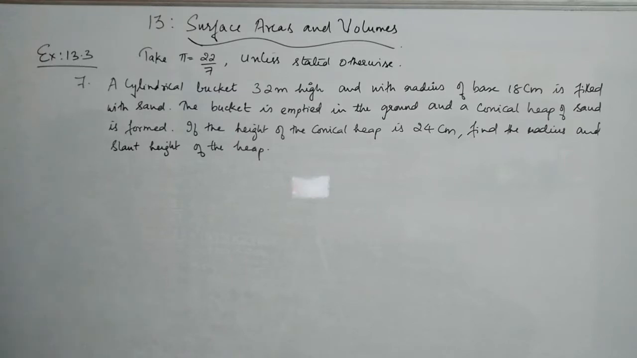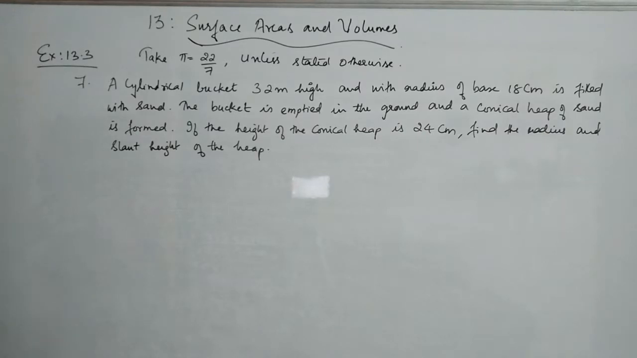Question number 7 is, a cylindrical bucket 32 meter high and with radius of base 18 centimeter is filled with sand. The bucket is emptied in the ground and a conical heap of sand is formed. If the height of the conical heap is 24 centimeter, find the radius and slant height of the heap.